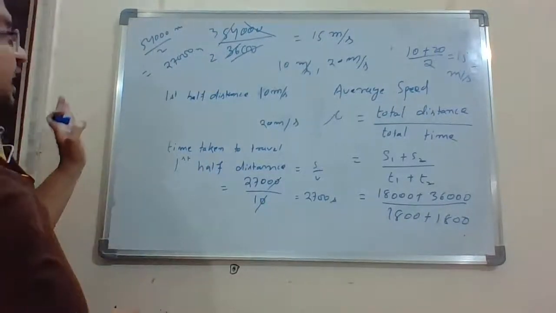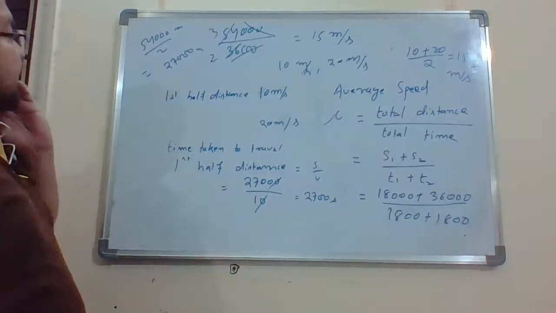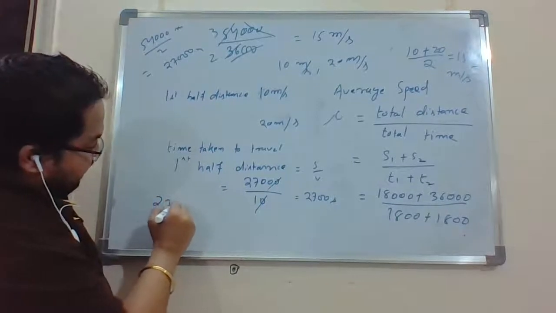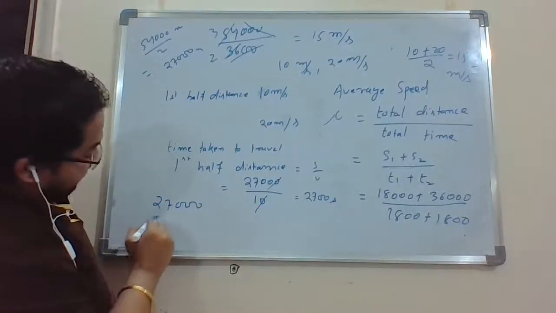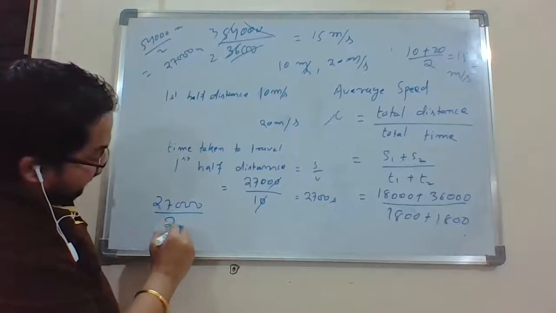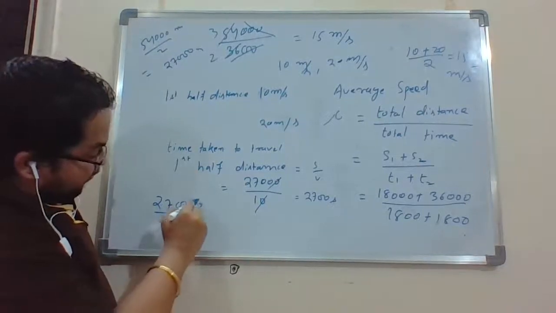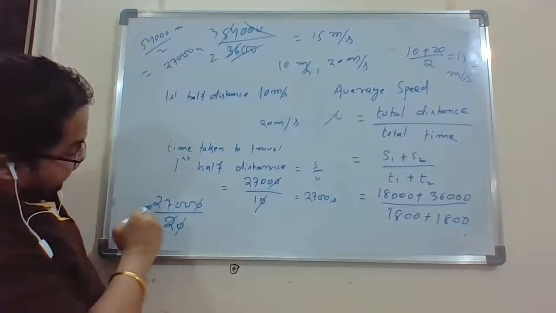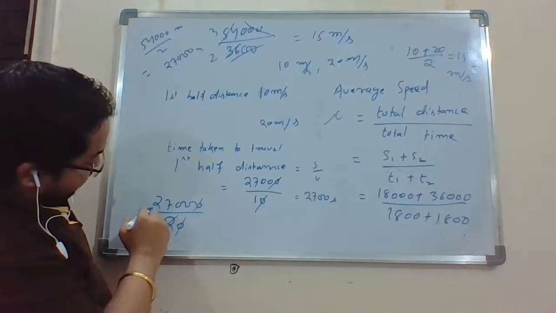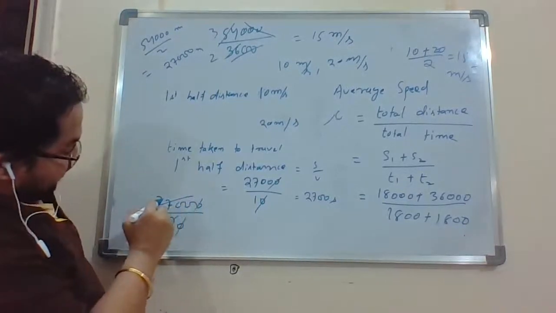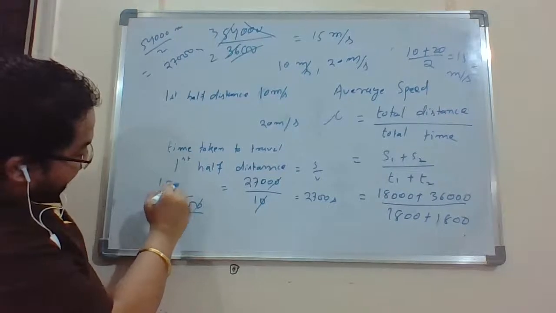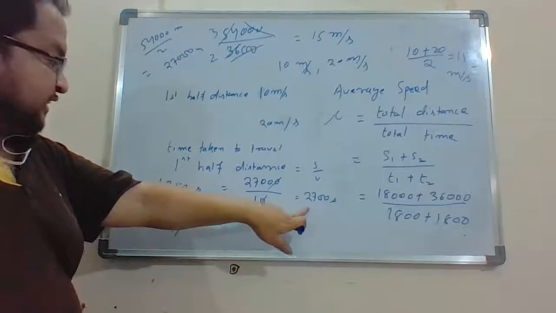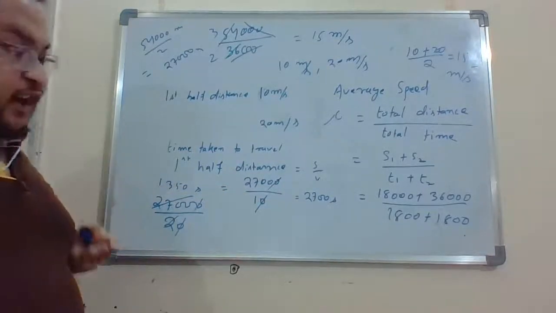Similarly, what is the time that has elapsed in the second half? In the second half, for these 27,000 meter, it traveled at a speed of 20 meter per second, right? So one zero will get cancelled out. Then it would be 1350 second, right? So 2700 second and 1350 second.